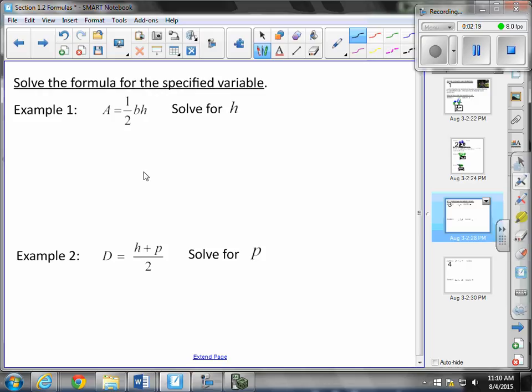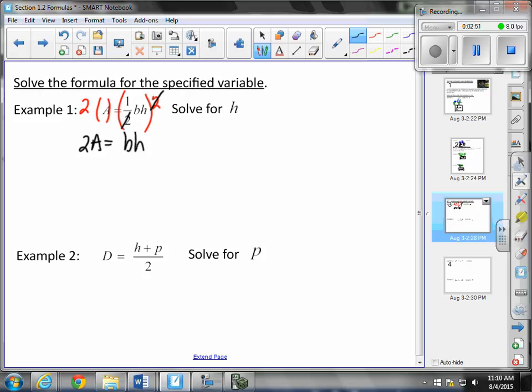We're going to use that same idea of clearing the fractions when we're working with formulas that have fractions in them as well. Area of a triangle is 1/2 the base times the height. I'm going to multiply both sides of my formula here by 2 to clear that fraction. And I get 2a equals. Now we're not distributing the 2 here, we're just multiplying. 2 times 1/2 is 1 times base times height.